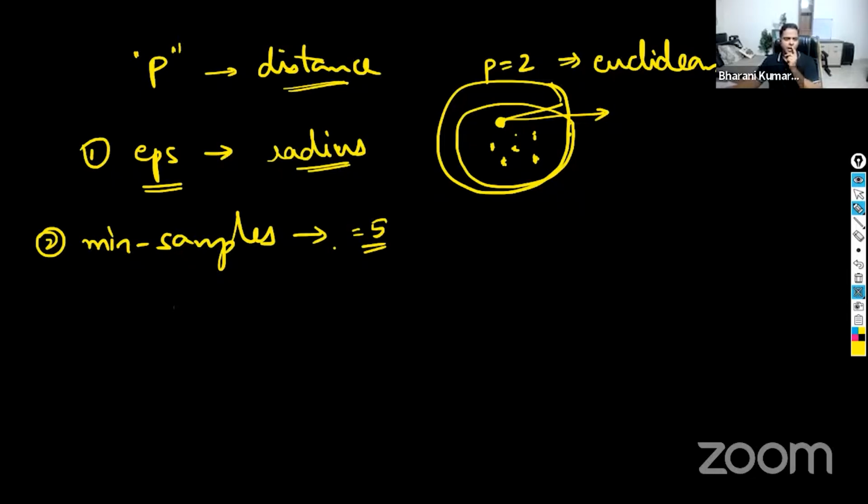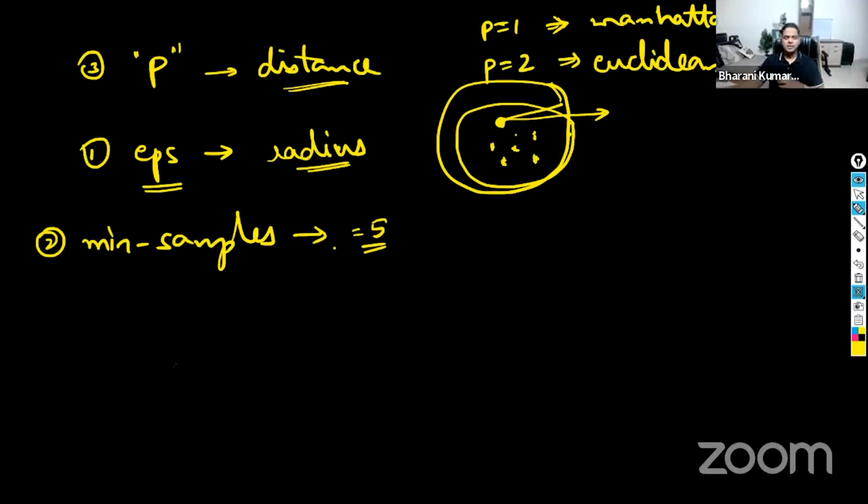Okay, point number 1. EPS and minimum samples obviously are the two key hyperparameters that one has to remember. Alongside that, if you ask me what the other thing I need to remember is, it is the p-value, because distance plays a key role in determining the kind of clusters that are going to emerge out of any clustering exercise. If you say p equal to 1, that means you'll have Manhattan distance, which is also called L1 norm. Euclidean distance is also called L2 norm.